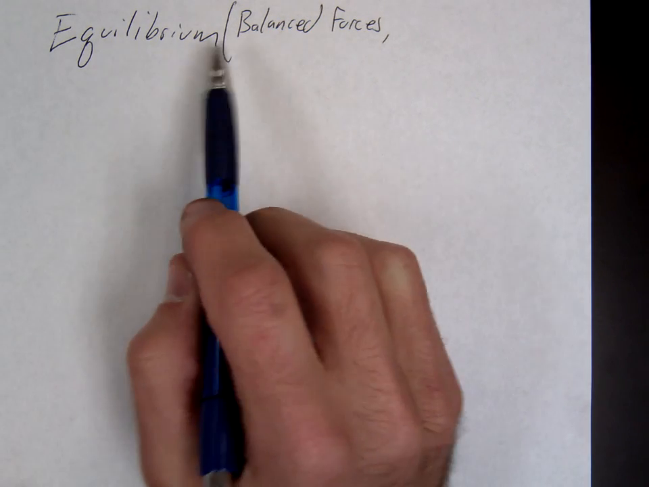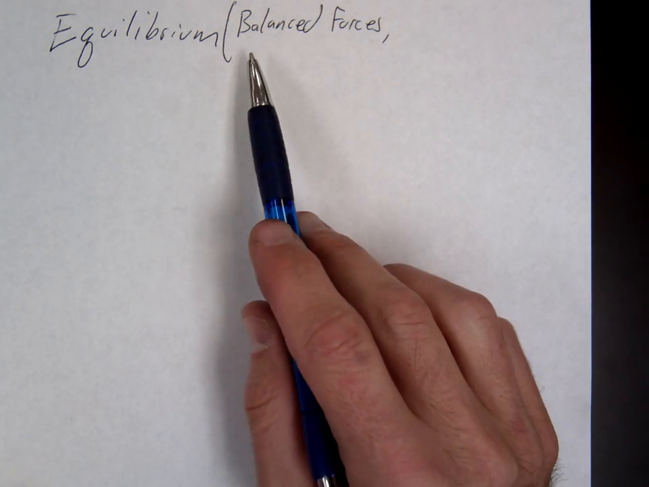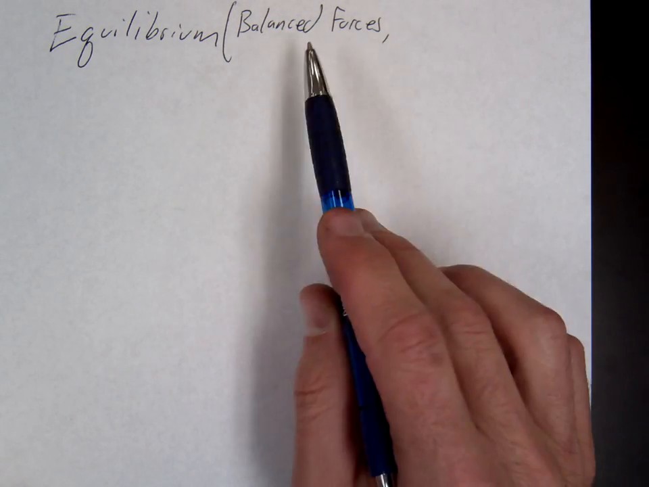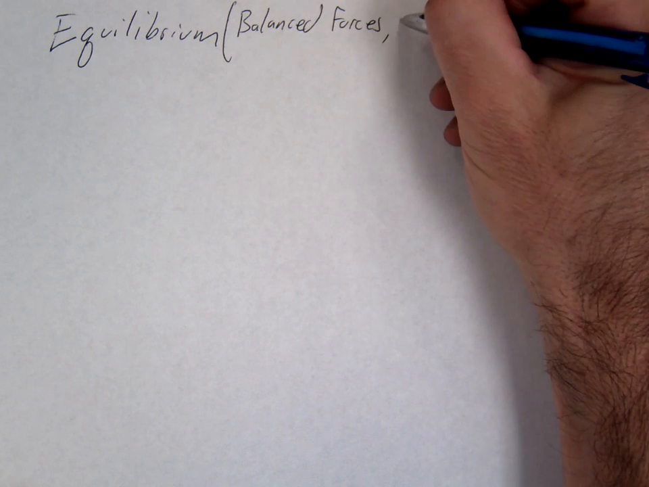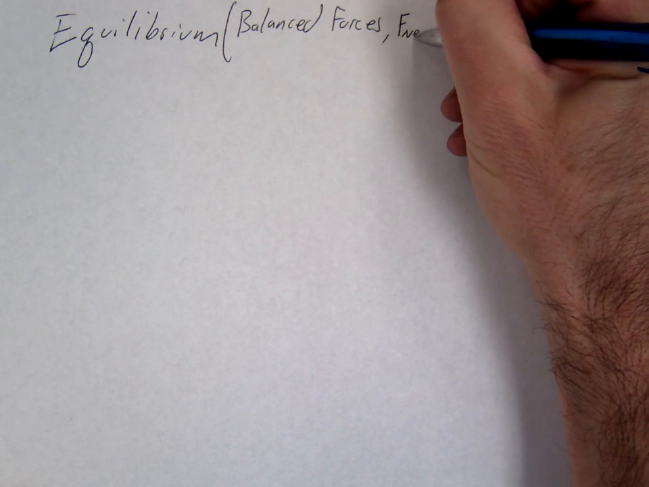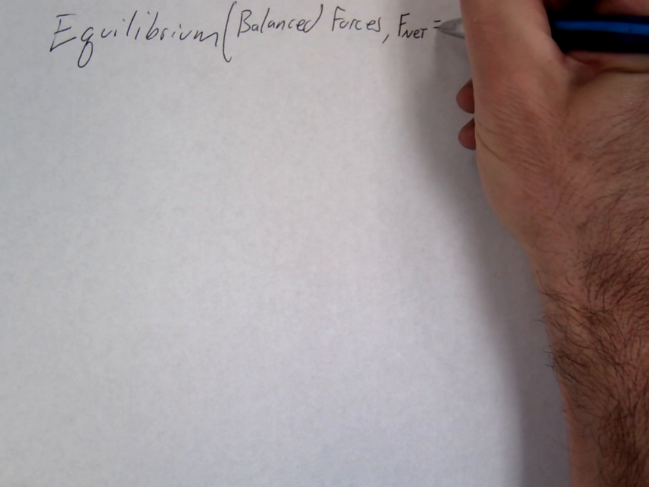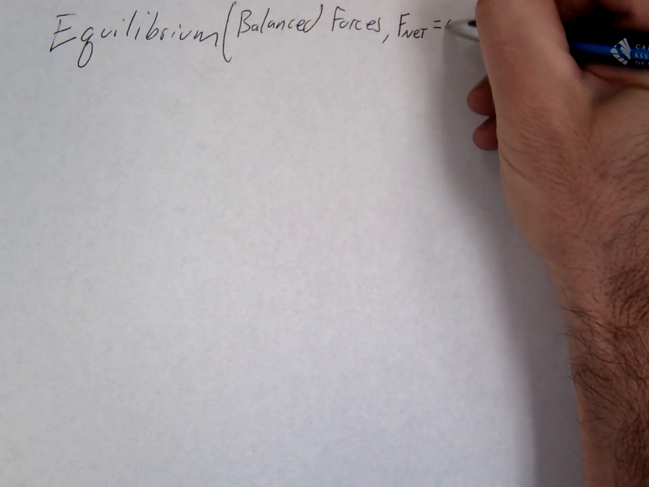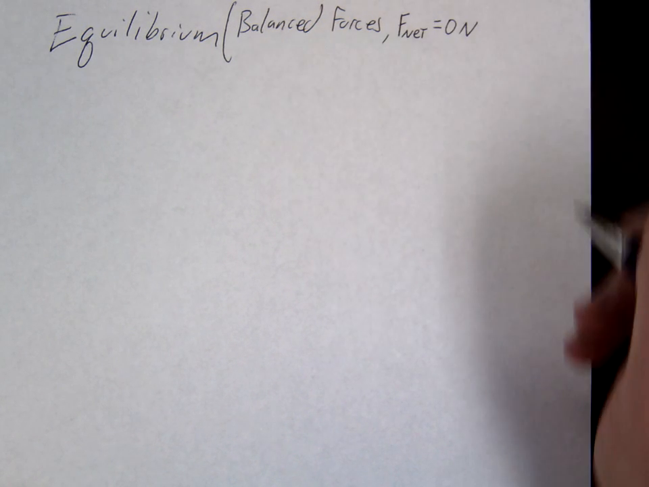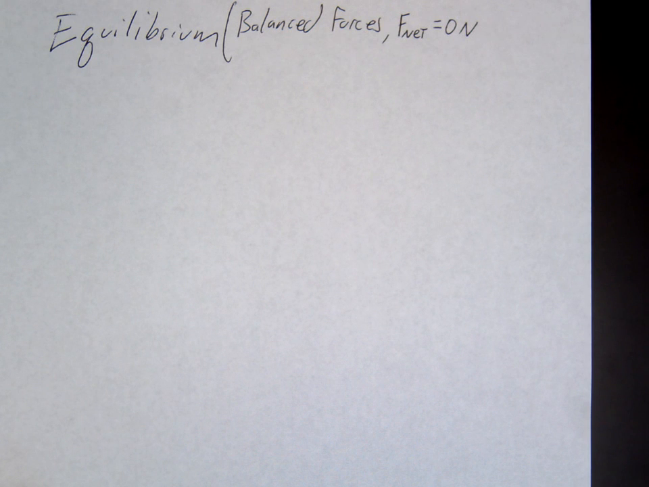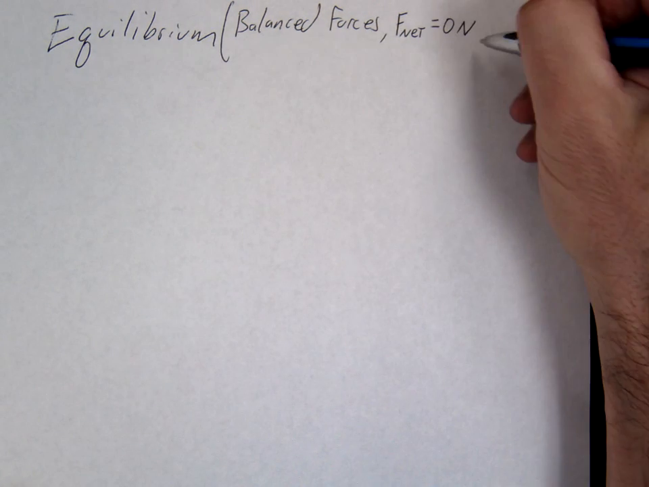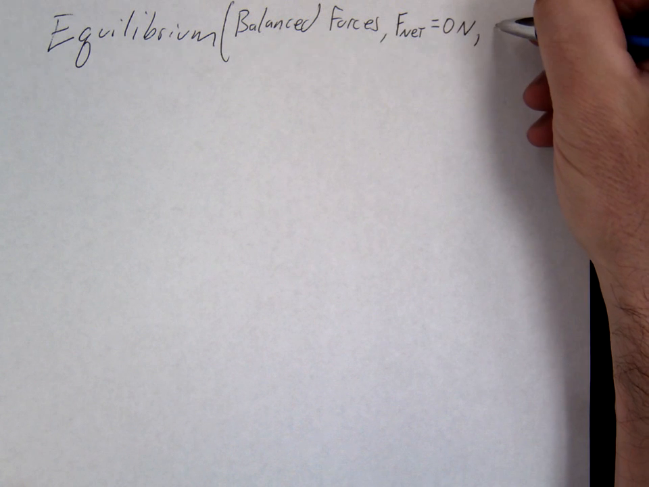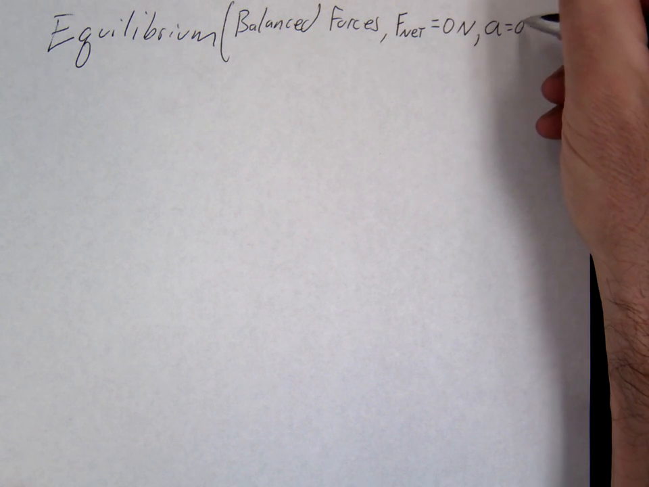So when we talk about equilibrium, we're talking about things when all the forces are in balance, which means if I asked you for the net force, what would the net force be? 0, right? Everything's balanced, so when you add everything all up, it should equal 0. Well, if the net force is 0, what should the acceleration be? Also 0.